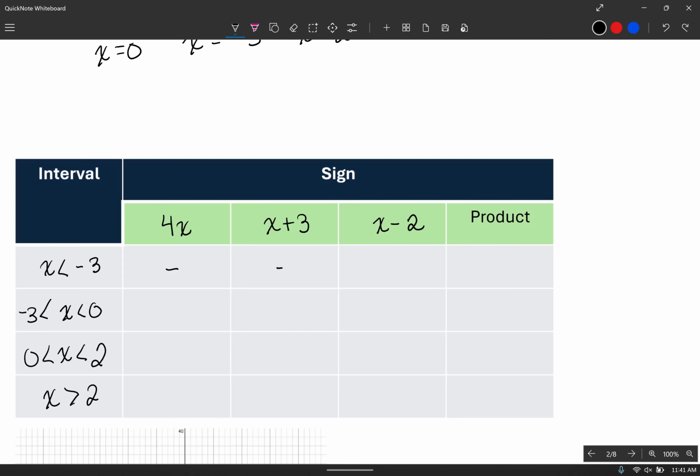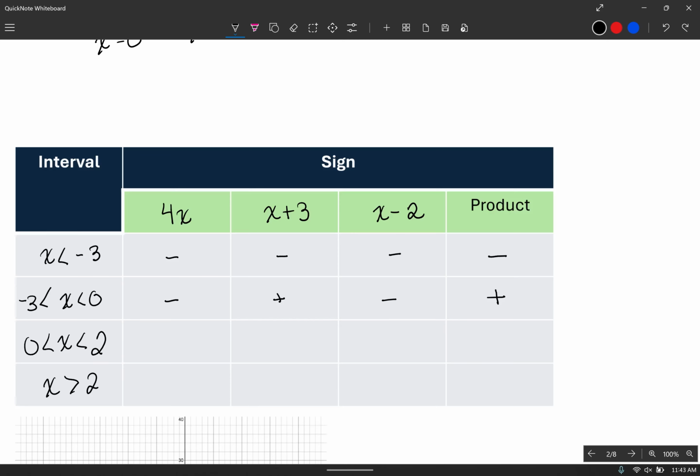So a number less than negative 3 could be negative 4. Negative 4 times 4 would be negative. Negative 4 plus 3 is negative. Negative 4 minus 2 is negative. So therefore the product will be negative. A number between negative 3 and 0, we'll just say negative 2. Negative 2 times 4 is negative. Negative 2 plus 3 is positive. Negative 2 minus 2 is negative, and that's going to make this product positive.